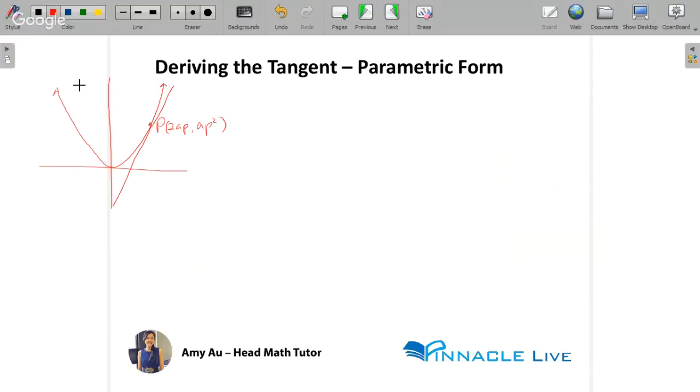So we're looking for a tangent that is tangent to this parabola. So this parabola is x squared equals 4ay. All right, so in any tangent process, the first step would be find the gradient. So to find the gradient, you take the standard form, x squared equals 4ay, make y the subject.